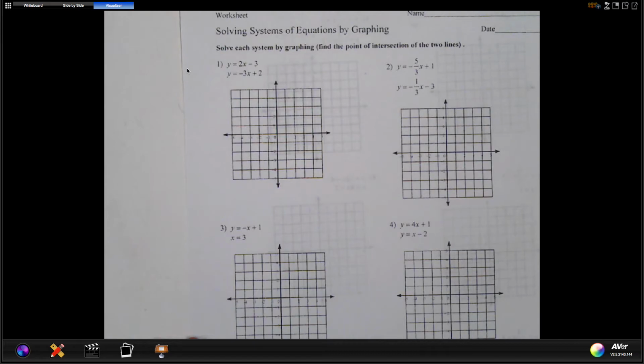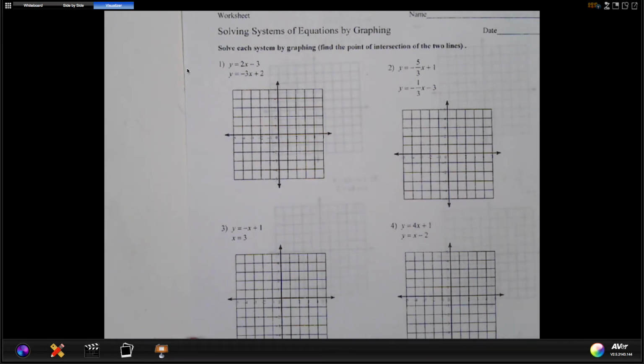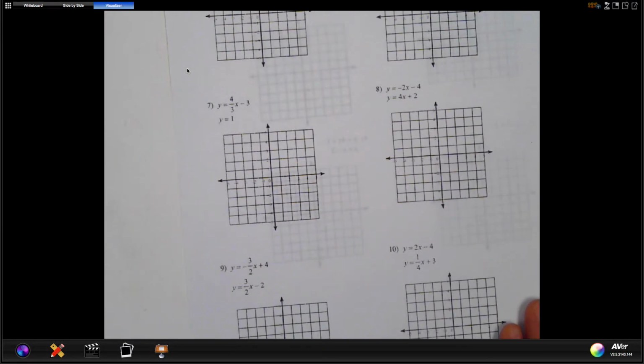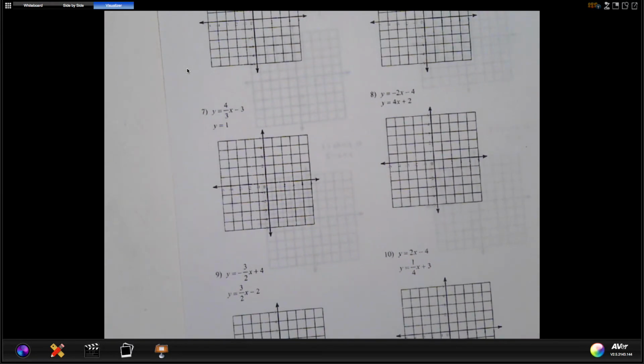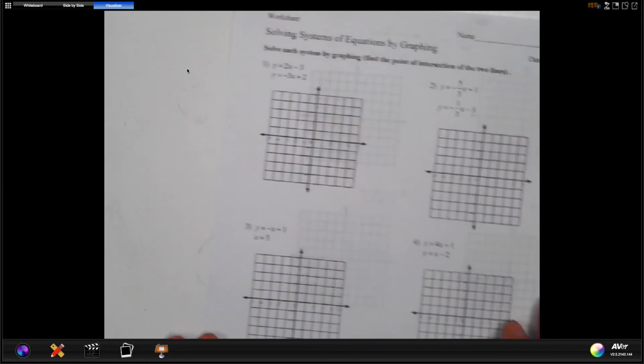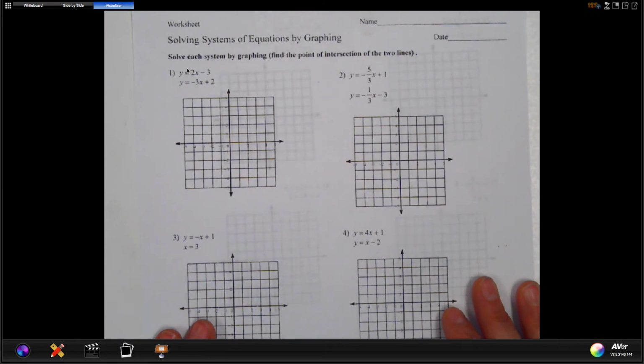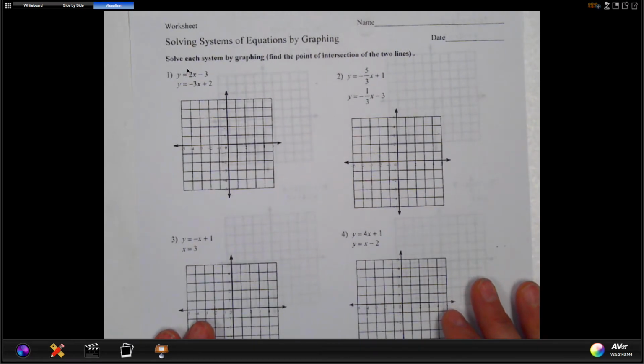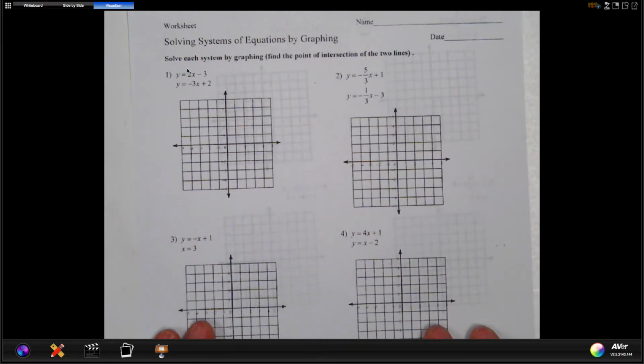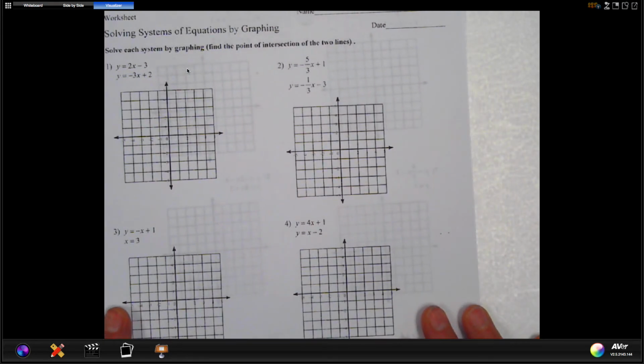So there is a front and a back here. The front side has the first 4 problems. The back side has the other 6. We are going to do just the even numbers on here. So 2, 4, 6, 8, and 10. If you'd like to do the odds, those are extra credit. So let's start with number 2 then, and that should get you started.